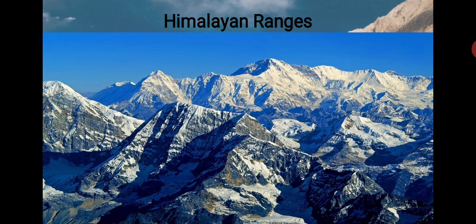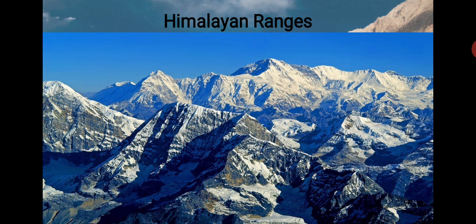Now let me tell you about the three main ranges of the Himalayas. That is the Great Himalaya or Himadri. It is the northernmost mountain range of the Himalayas. The average height of the Himadri is about 6,000 meters. It is permanently covered with snow.